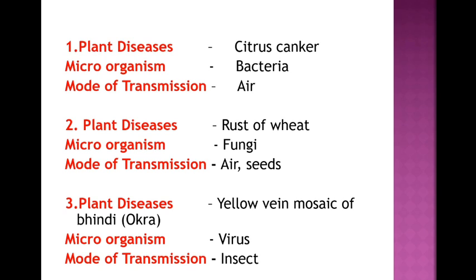And the next one is the plant disease rust of wheat, caused by fungi, and its mode of transmission is through air and seeds. And the next one is yellow vein mosaic of bendi. Bendi means okra. It is caused by a virus, and the mode of transmission is insects. These were a few plant diseases.